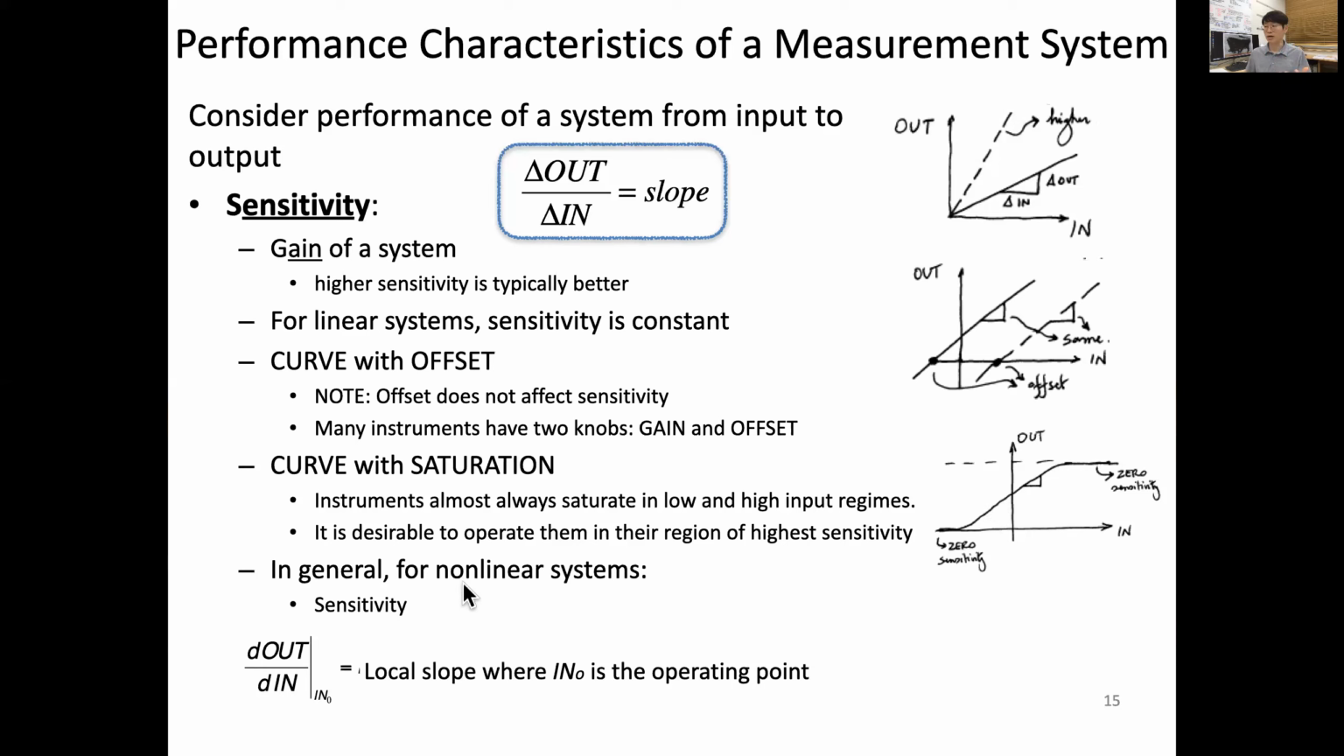So we have to generalize for a nonlinear system. How do we define sensitivity at the point of input 0? The instantaneous derivative or slope of output with respect to input, or the local slope where input 0 is the operating point, is the sensitivity. So you can see this input and output in a general nonlinear system. You can define the sensitivity as the point slope, and you can make this a lookup table.